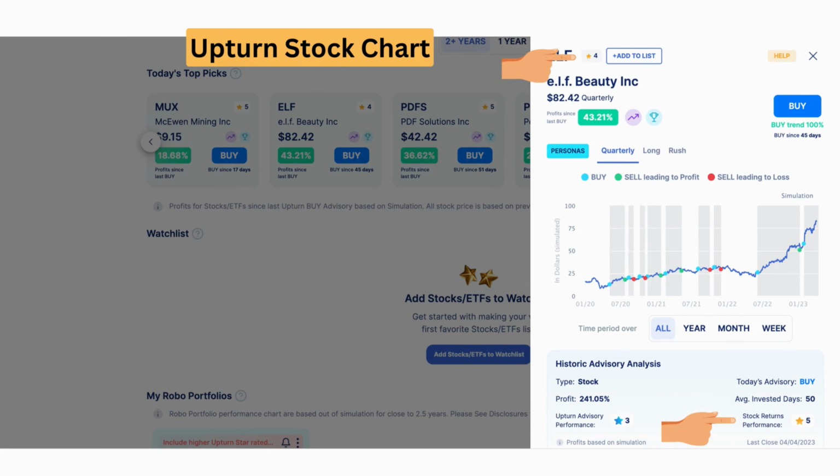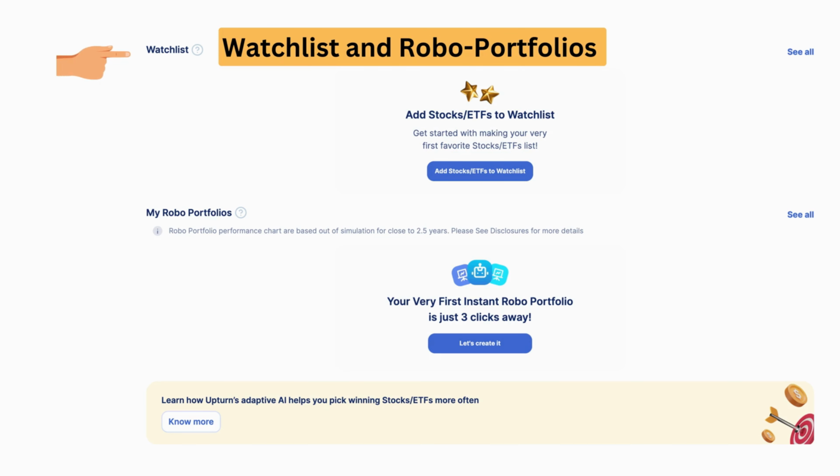Upturn star rating takes into account both Upturn advisory performance and stock returns performance and how well the stock has been doing recently to come up with a summarized Upturn star rating. Users can use this data to identify stocks to invest in. Further, users can also add stocks or ETFs they find interesting to either a Watchlist or any Robo-Portfolio using the Add to List button. Just like today's top picks, the dashboard also provides additional curated lists, some generated by users and some provided by Upturn.